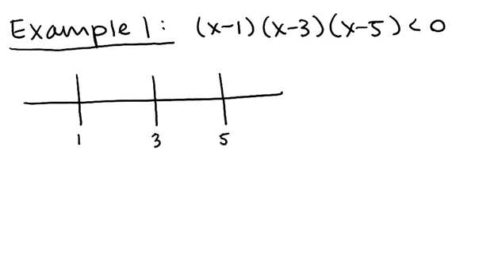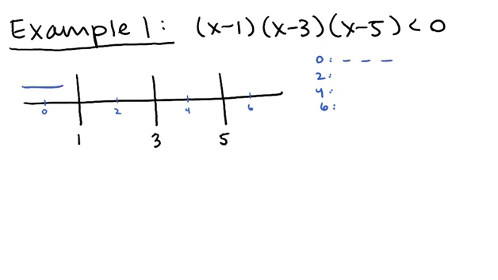Then you just choose a representative from each subinterval. So that's 0, 2, 4, and 6. And then you kind of test out each of them. Okay. When x is 0, I have negative 1 times negative 3 times negative 5. So that's negative times negative times negative. It's going to be negative.